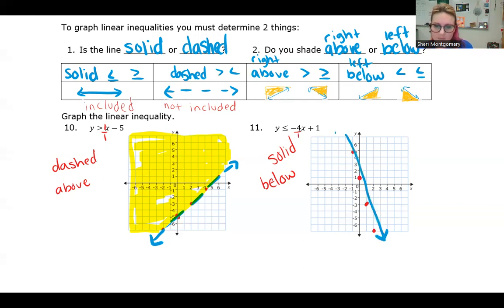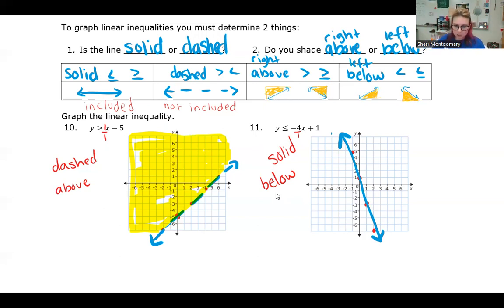Oh my goodness. We're going to pretend like that matched up better than it did. There, maybe that's better. So there's my solid line.